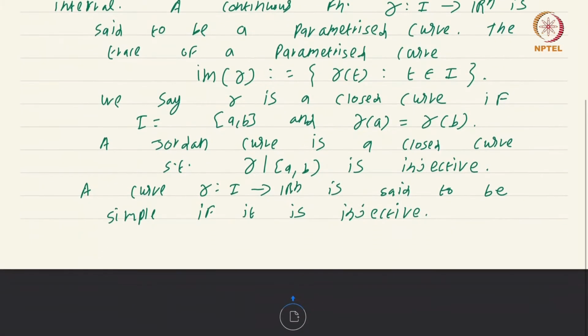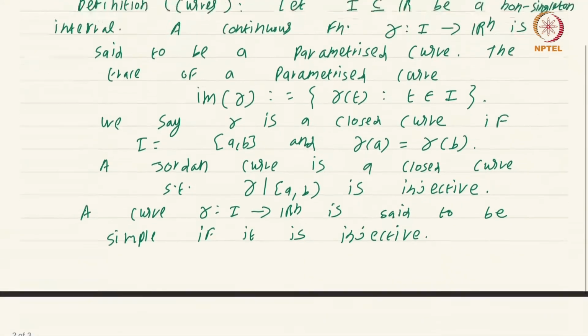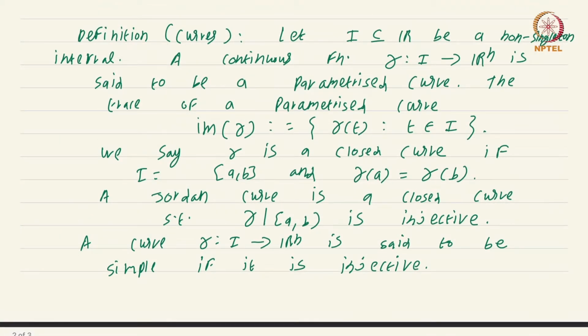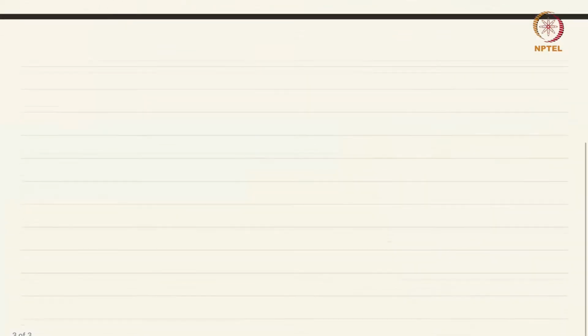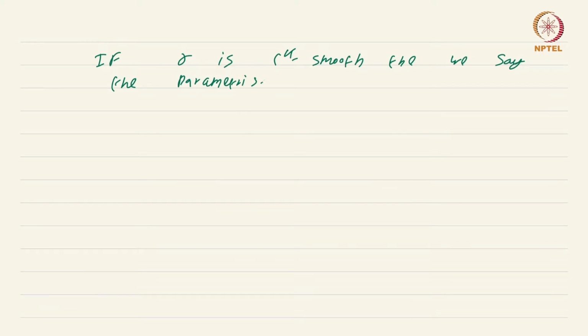Now these are just continuous functions so far. No differentiability conditions have been imposed. Now we will impose differentiability conditions. If gamma is C^k smooth, then we say the parameterized curve is of class C^k.